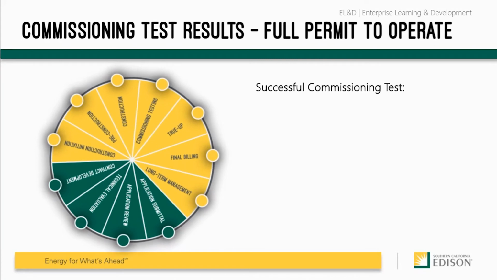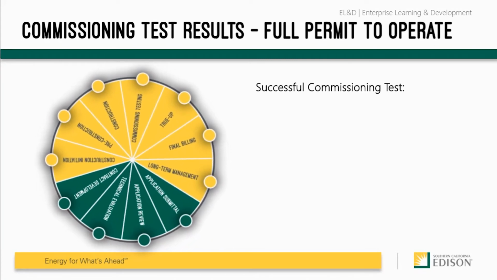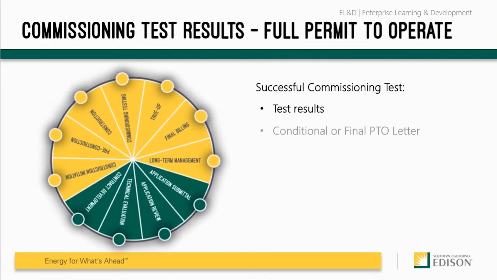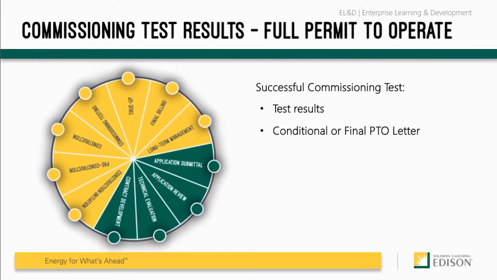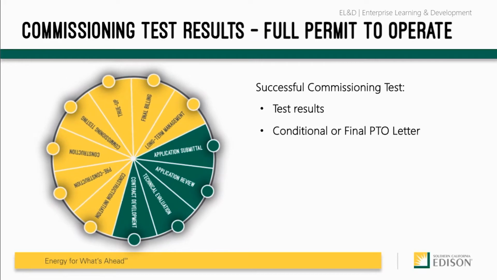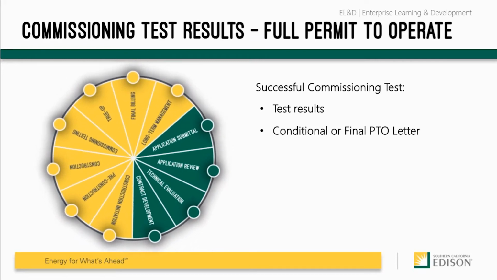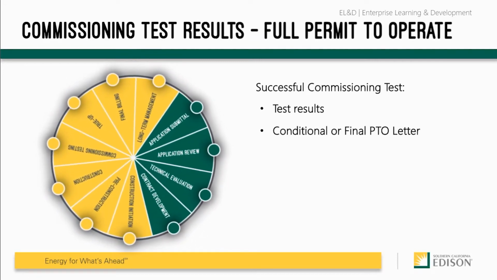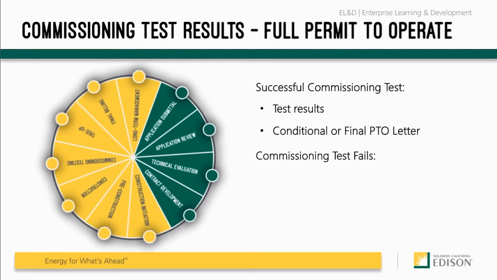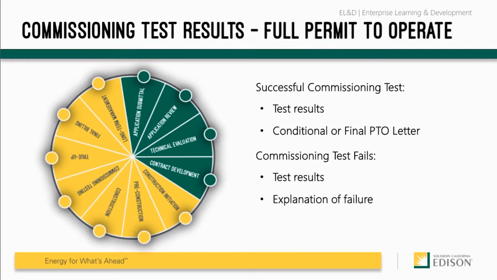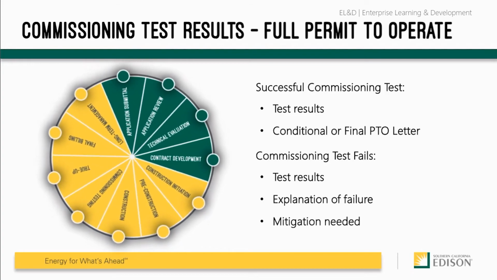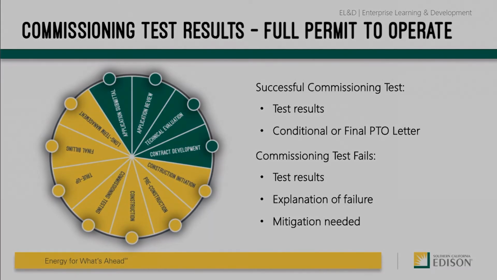Upon successful completion of the commissioning test, you will receive an email with the test results and an attached PDF copy of the conditional or final PTO letter authorizing the interconnection and operation of the generating facility in parallel with SCE's distribution system. If the commissioning test failed, you will receive an email notification of the result with an explanation of the failure and mitigation needed before another commissioning test can be performed.